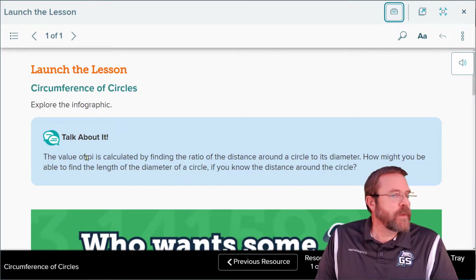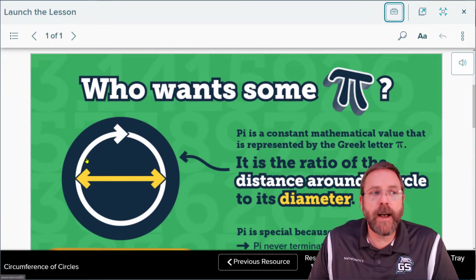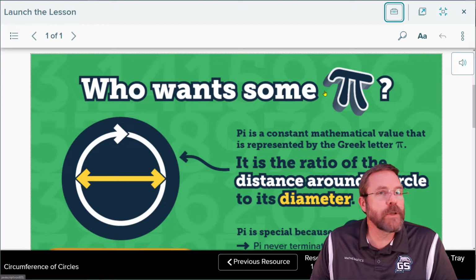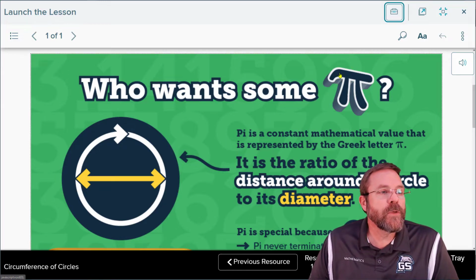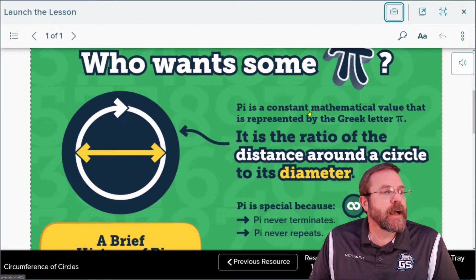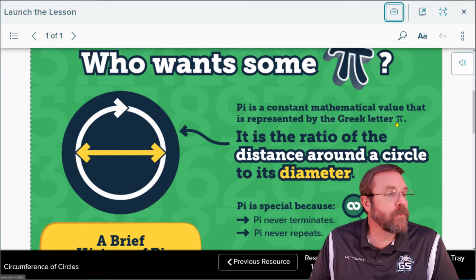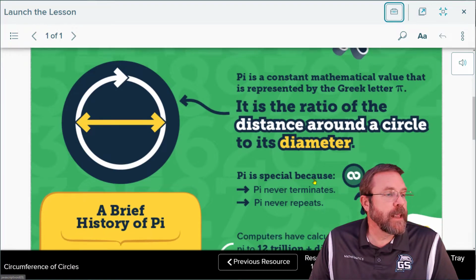We're going to start off with an infographic which says, who wants some pie? And no, we're not talking about deep dish apple walnut pie or my favorite pecan pie. We're talking about the Greek symbol pi that was established by some dead Greek guy. Pi is defined as a constant mathematical value that is represented by the Greek letter pi. It is the ratio between the distance around a circle and its diameter.